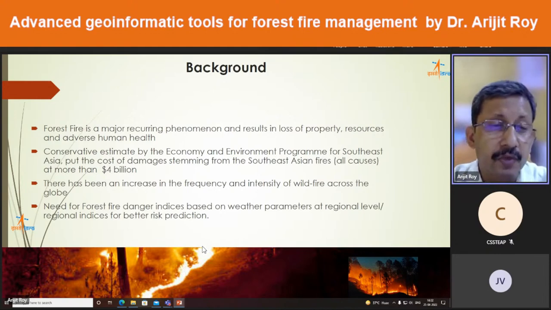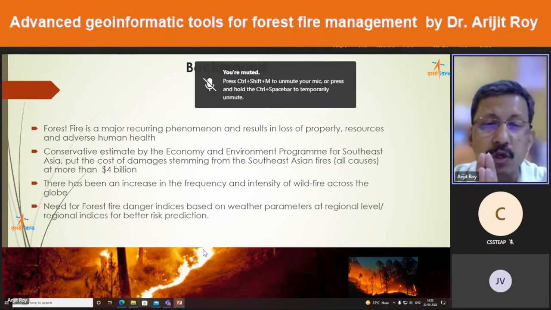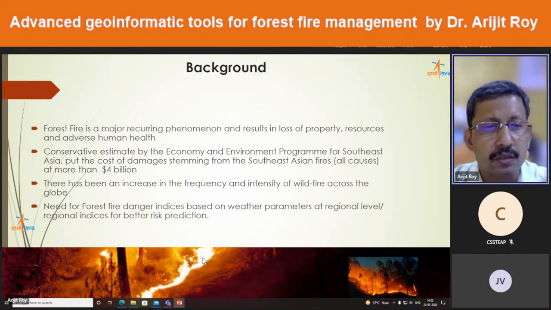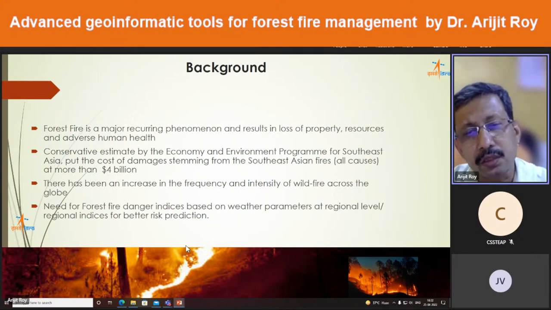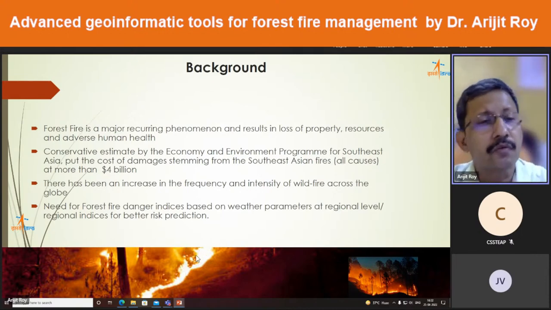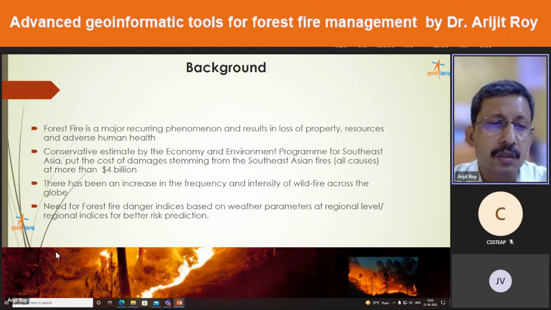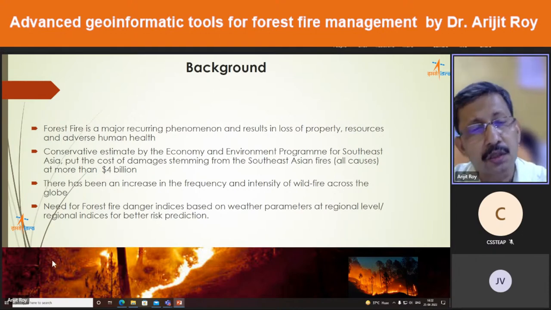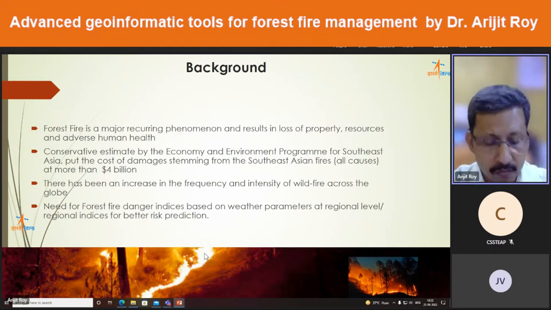And there is a very big need for an early warning system. Basically, a sort of forest fire risk or danger index, which is based on the weather parameters at the regional level, and the development of regional indices for better risk prediction.